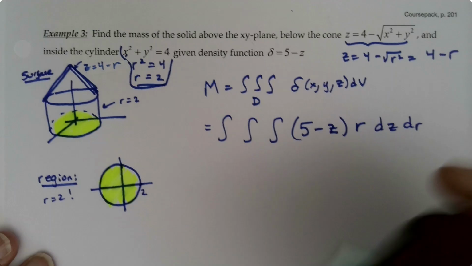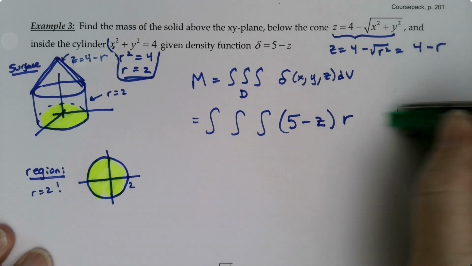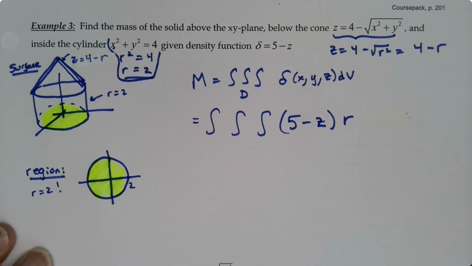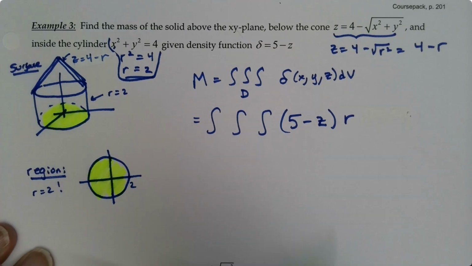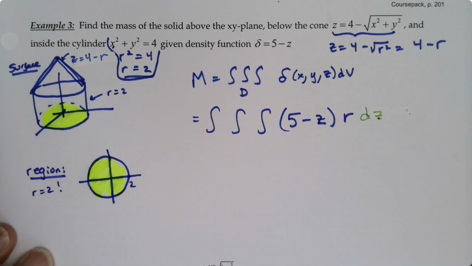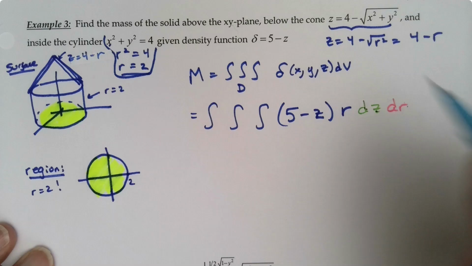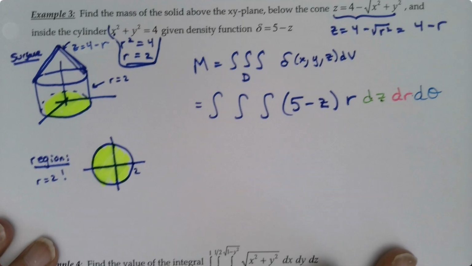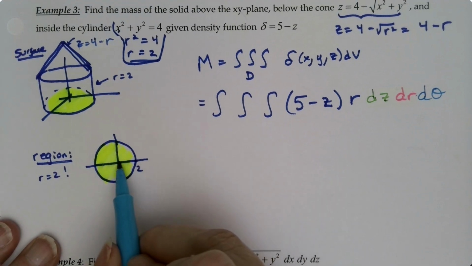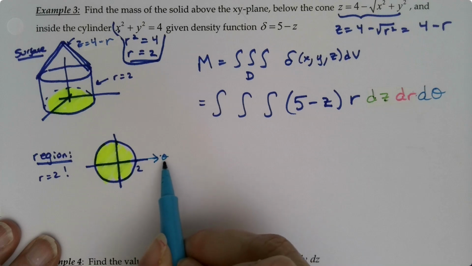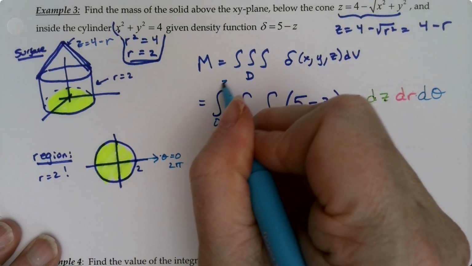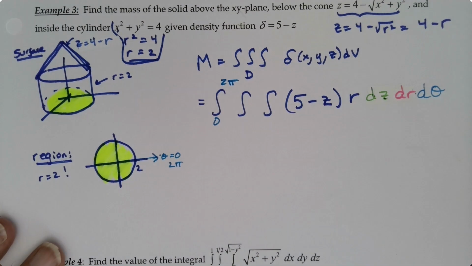Oh, and I'm going to do those in different colors to keep things clear. So let me do dz, dr, d theta. Theta is super easy. Theta starts here and ends here, right? Theta equals 0 and 2 pi. So 0, 2 pi, no problem.